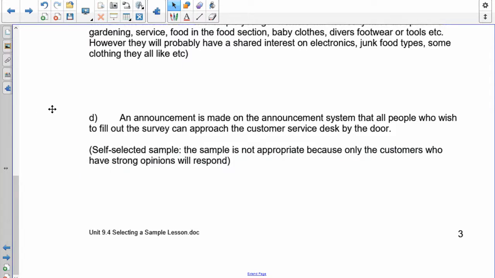This is called a self-selected sample. And it's not appropriate because only the customers who have strong opinions will respond. Those people who are not there to hear the announcement will not get an opportunity. Those people who come on different days will not hear it, and they can't respond. So this is a situation where it's not a good way to do it.